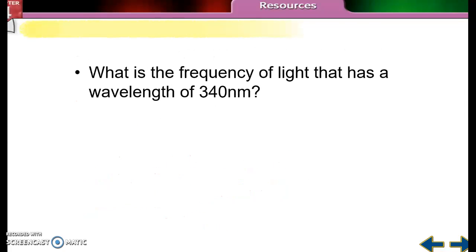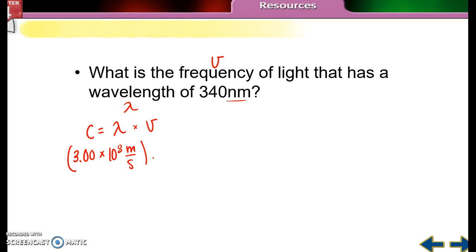So here's another one, and it says, what is the frequency of light? So this time I'm solving for frequency that has a wavelength of 340 nanometers. So I know I'm going to end up using c equals wavelength times frequency. But this time there's something weird, is that this is given to me in nanometers, and I want my wavelength to be in meters, because the speed of light is 3.00 times 10 to the 8th meters per second. That's in meters, so I need to know what the wavelength is in meters and not nanometers.